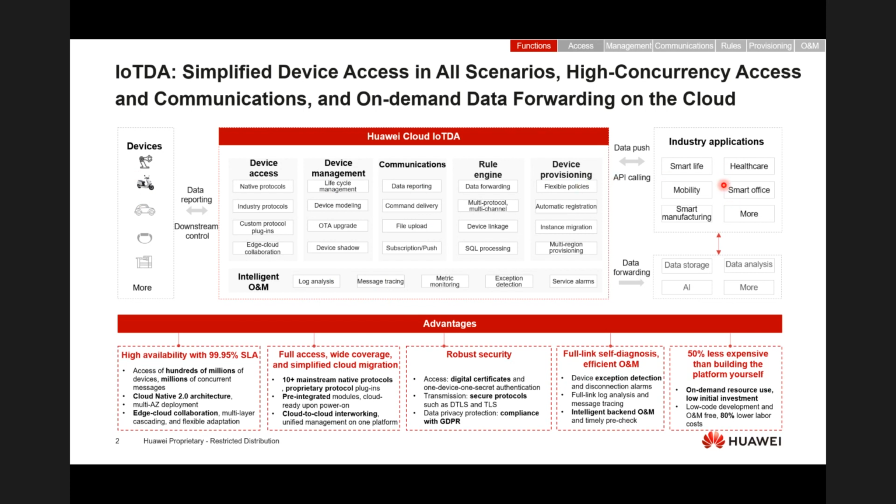So that means you offload all the message tracing. And the metric monitoring, yeah, you can do some monitoring. It's basic features and exception detection. We will detect weird behavior of devices, like if your device is not using a secure way to connect to the IoTDA, maybe you are using MQTT, not MQTTS. Yeah, we will detect that.